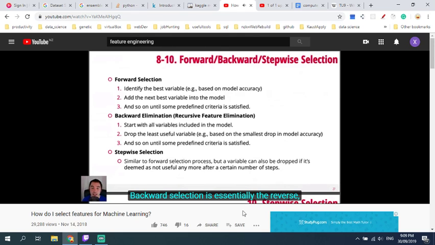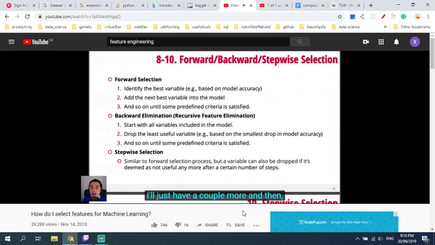Backward selection is essentially the reverse. You start with all of them, you subtract one, you subtract the least important one, and you keep subtracting and subtracting again until you meet some sort of stopping criteria. And then stepwise is kind of a combination of the two.